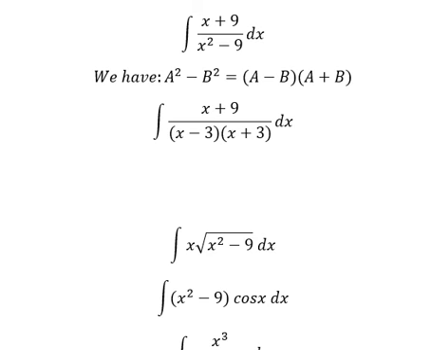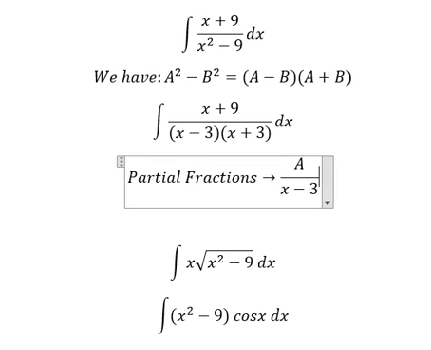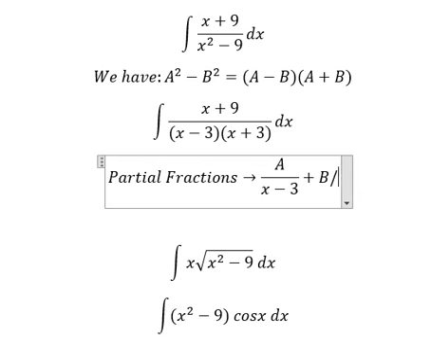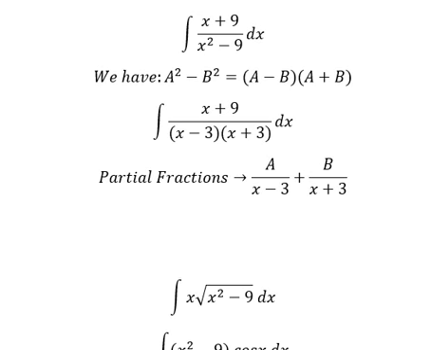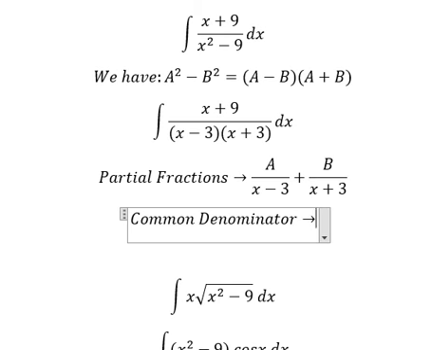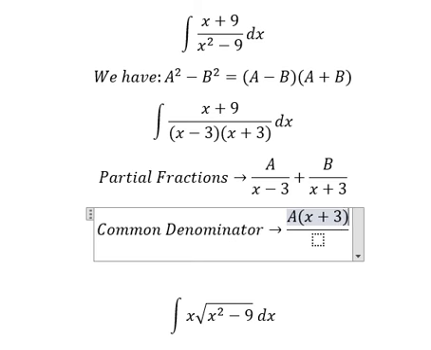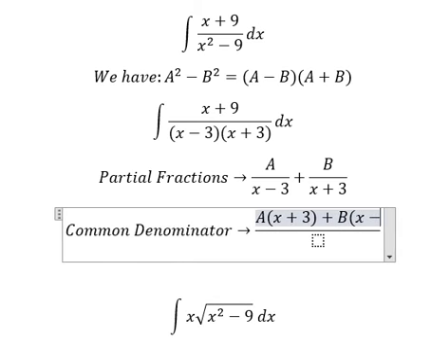Next, we apply partial fractions. So I will put capital A over s minus 3, capital B over s plus 3. Later, we do common denominator. So we have A multiplied by s plus 3 and B multiplied by s minus 3.